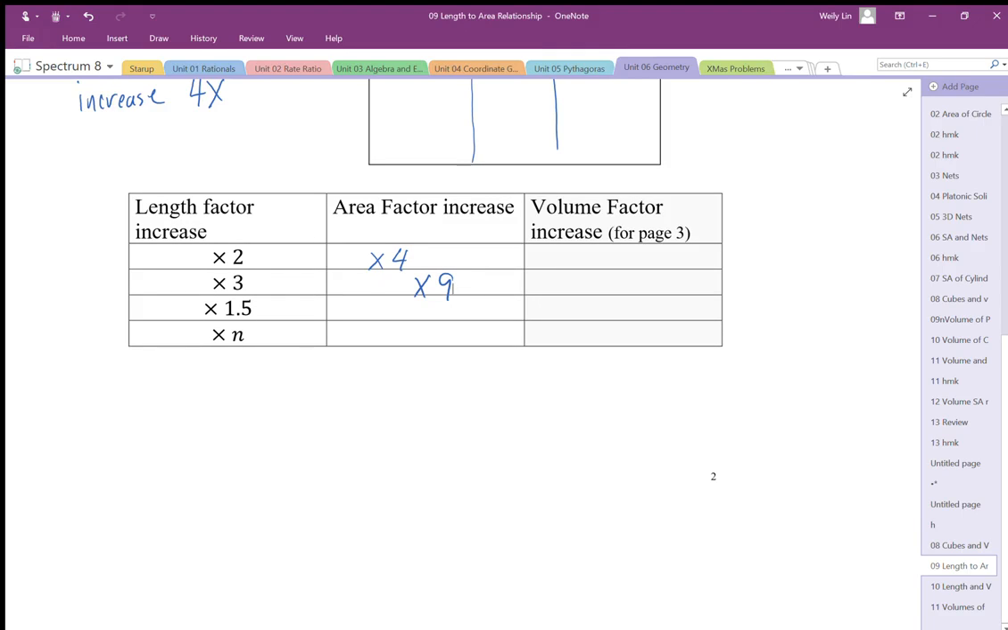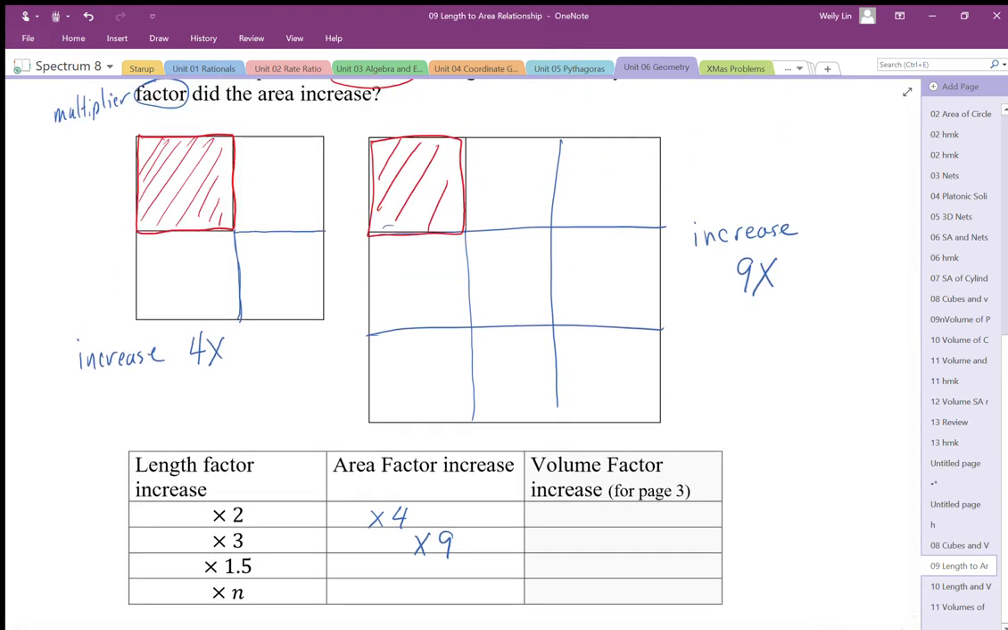Then, well, how is this increasing? Well, if I have a doubling of length, how does that affect the number of squares? Well, I have 4 times more squares. If I triple the length and width, I get 9 times, or 3 squared, more squares. Here I get 2 squared more squares. So the relationship then is if I have 1.5 times the length, I'm going to get 1.5 squared, which is 2.25 times more area. Okay, well, let's just check this out.